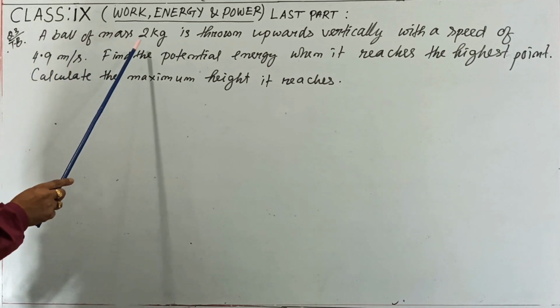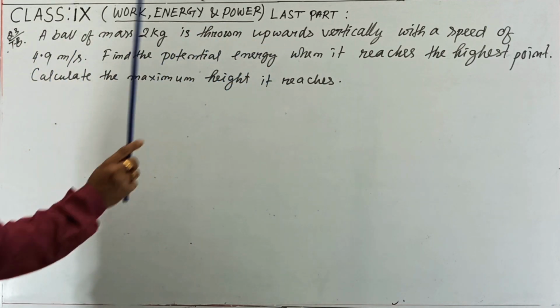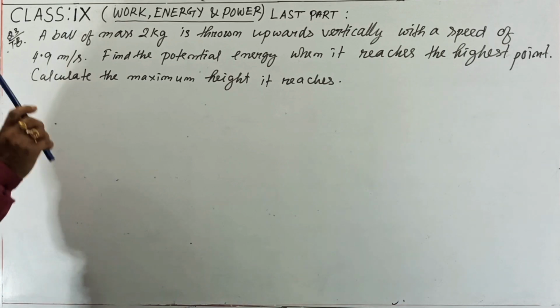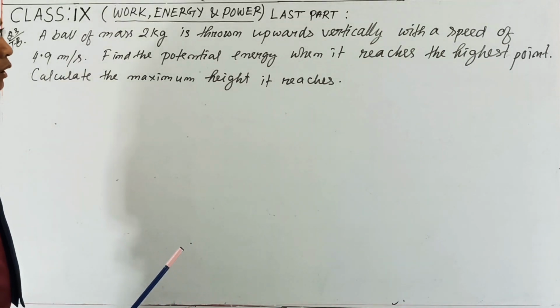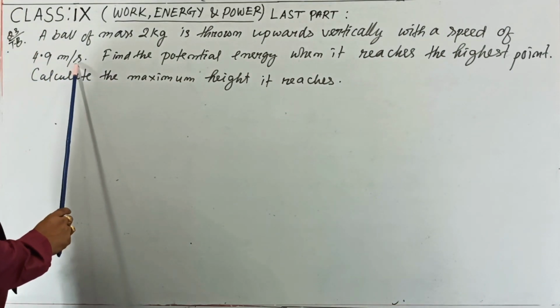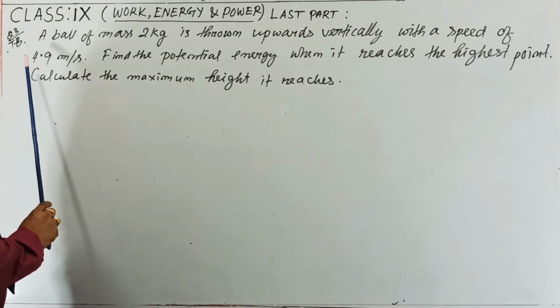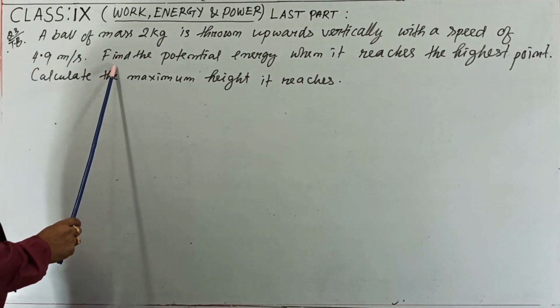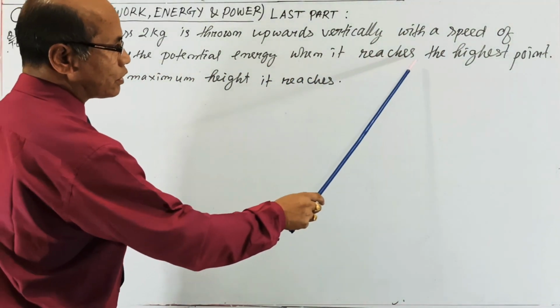A ball of mass 2 kg is thrown vertically upwards with a speed of 4.9 meters per second. The initial velocity is 4.9 meters per second. Find the potential energy when it reaches the highest point.